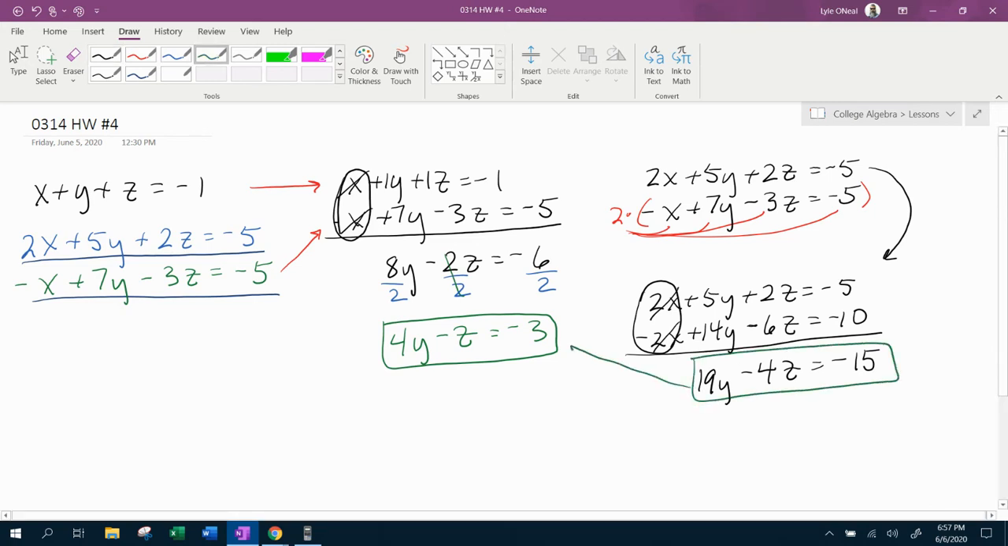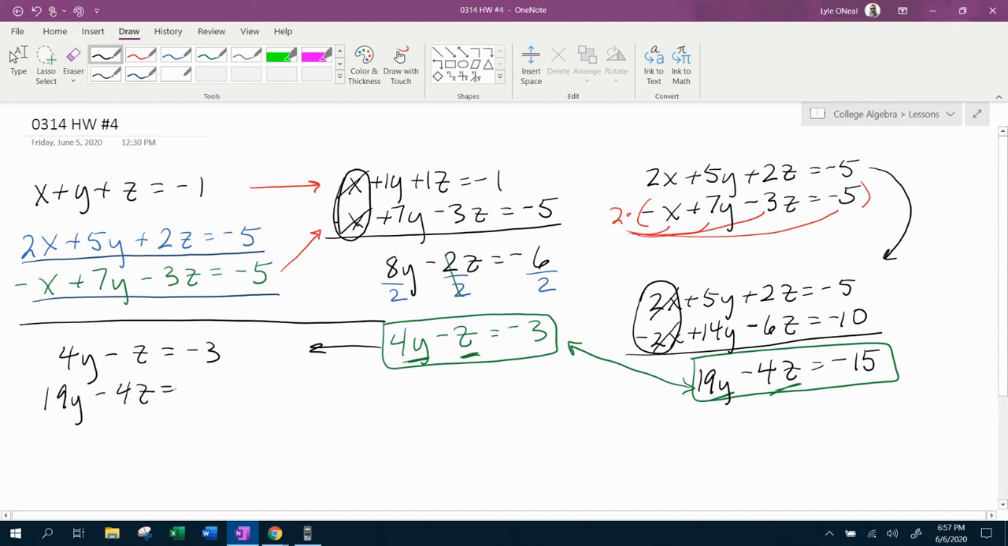And now I want you to focus on the two green boxes. Notice that that is now a system of two equations in terms of y and z. And so now I can get either y or z to cancel. So let's recopy those and work with those equations. Here we go. We're going to have 4y minus z equals -3. There's that equation. And then we're going to have 19y minus 4z equals -15.